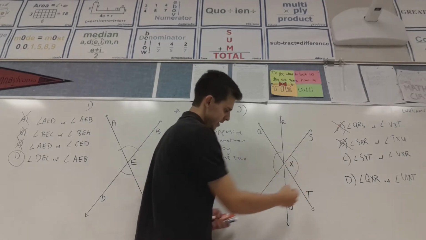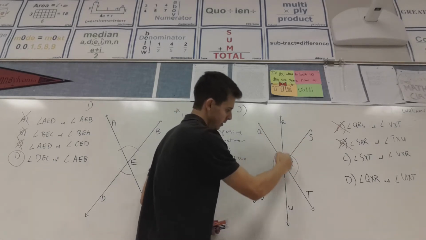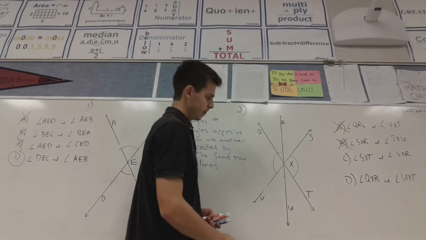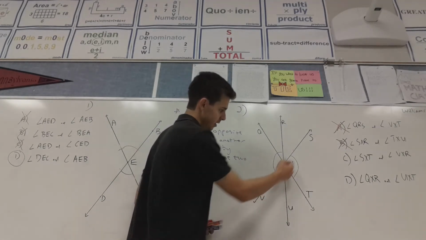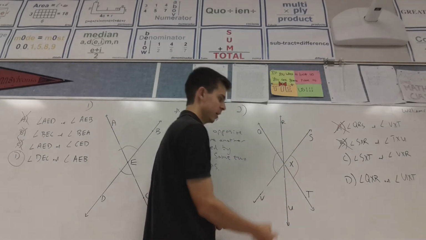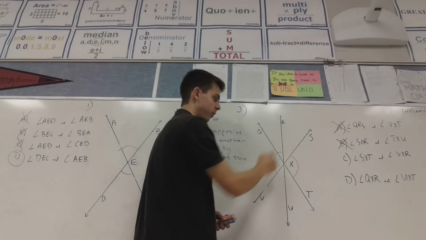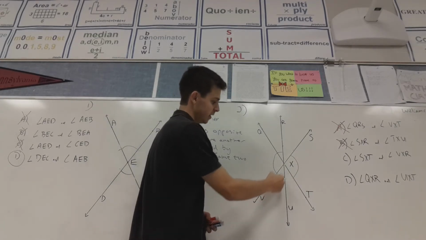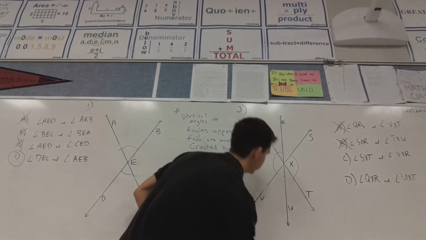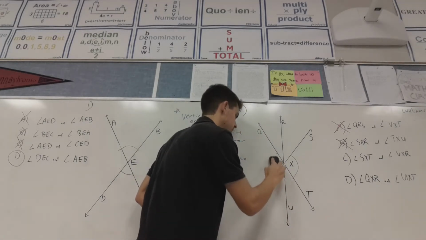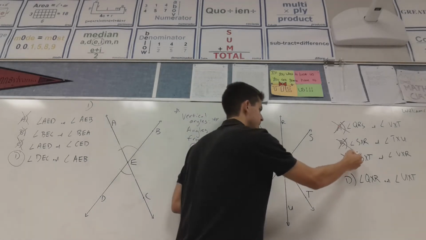Angle SXT uses this line here and this line here, and angle VXR uses this line and then the center line. The orange angle does not use the center line. It goes too far. It's too much. If it was VXQ, that would be the correct answer. Alright, so we know that answer choice C cannot be it.